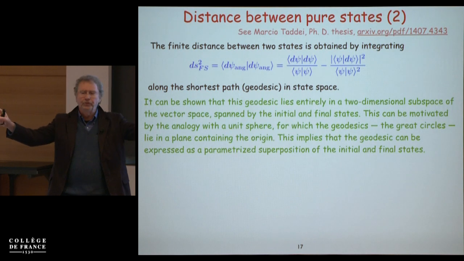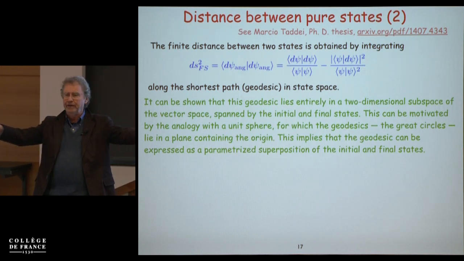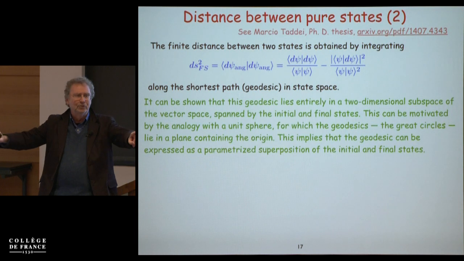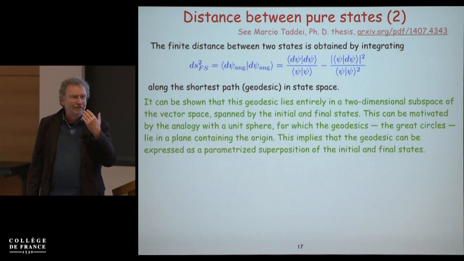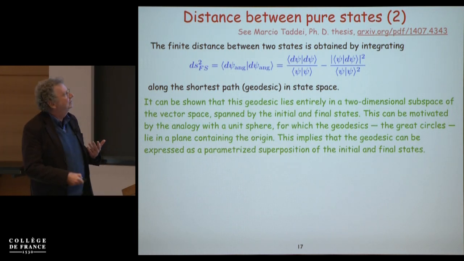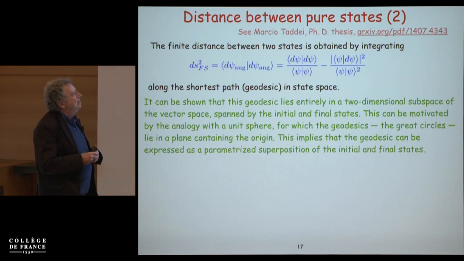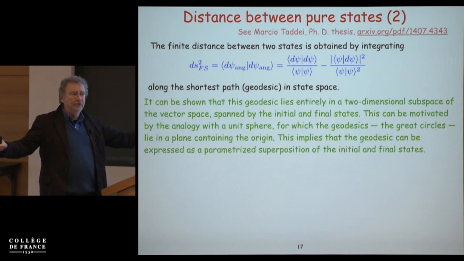Okay? So we have these two states here. The geodesic lies in this plane, which, when I say it's intuitive, is because if you go out of this plane, you should increase the length of this path. You are looking for the geodesic. In fact, a motivation for that, if you want, is the analogy with a unit sphere, for which the geodesics are the great circles.